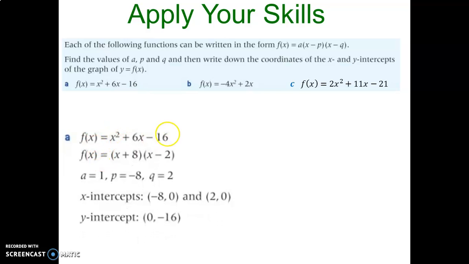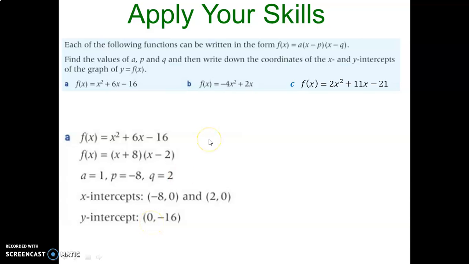Okay, for a, there's the factored form. Therefore, our x-intercepts are -8 and 2. Remember, they're the opposite signs. And our y-intercept is 0, -16. And that, again, we got by placing a 0 in for x and solving. So if you had 0 there, 0 there, you'd have 8 times -2, which is -16. That's our y-intercept when x is 0.